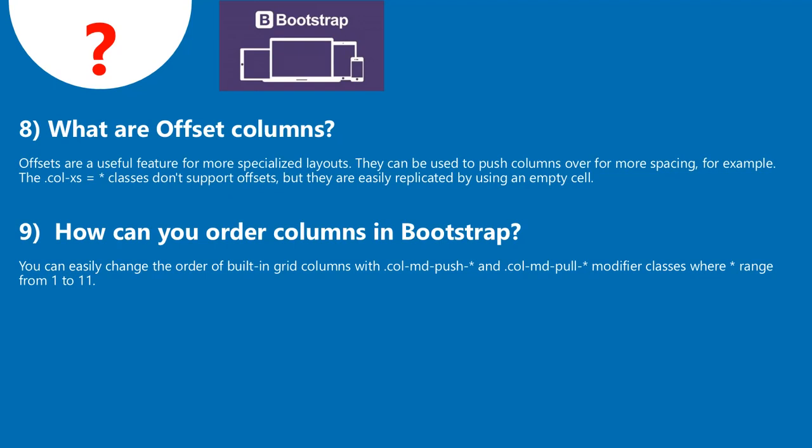9. How can you order columns in Bootstrap? You can easily change the order of built-in grid columns with .col-md-push-* and .col-md-pull-* modifier classes where * ranges from 1 to 11.